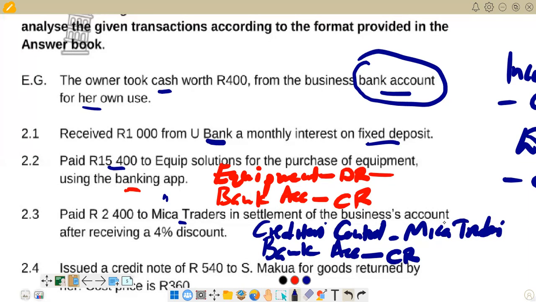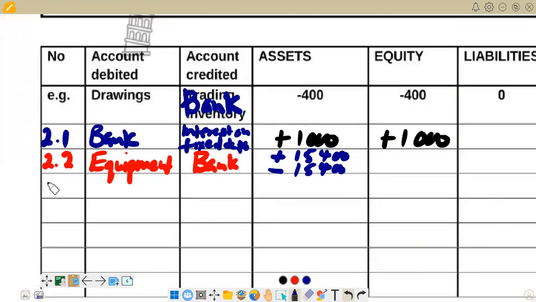Then for Mika traders, remember before this amount of 2,400 was on the credit side since it's a creditor. Now we are paying them. We go to the opposite side to remove it. So we are now debiting the creditors control for Mika traders. We can just summarize that one on the answer section, and the amount is 2,400. So here it's now 2.3.